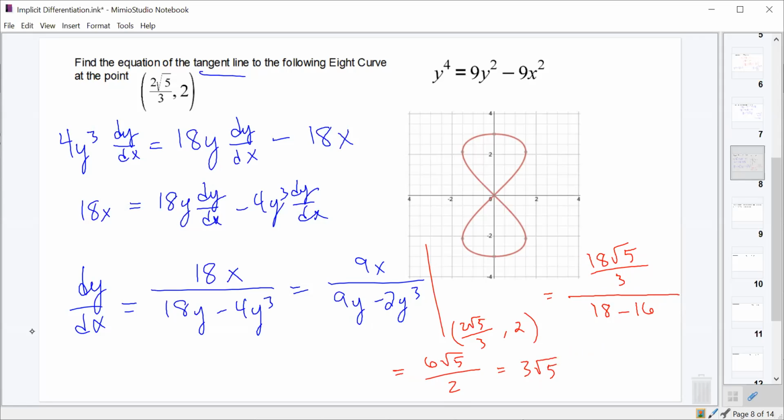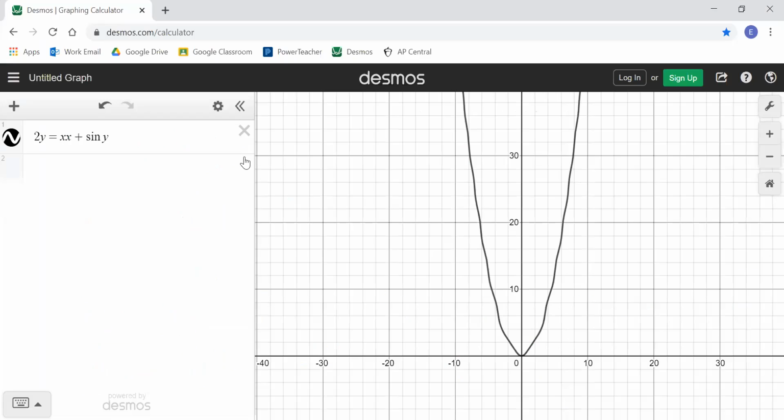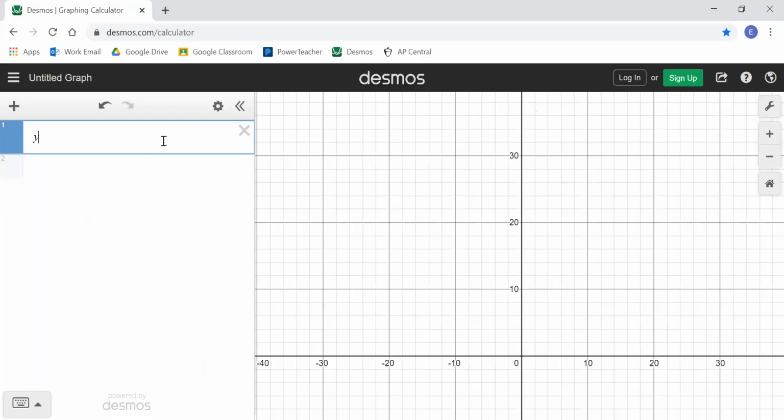So what should our tangent line's equation be? It ought to be y minus 2 equals 3 root 5 times x minus 2 root 5 over 3. Any questions or issues with that? No. Great, let's graph it and make sure that we did it right.